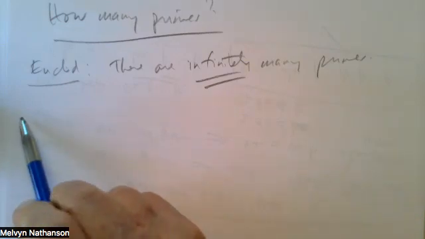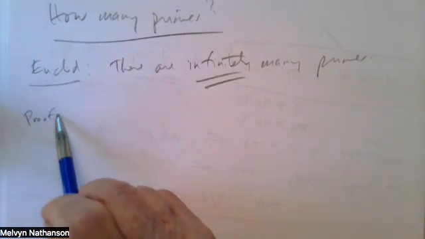Okay, so this is really important, and it's 100% certain that on the midterm or the final or both, you will be asked to prove this theorem, that there are infinitely many primes. Well, how can we prove this?